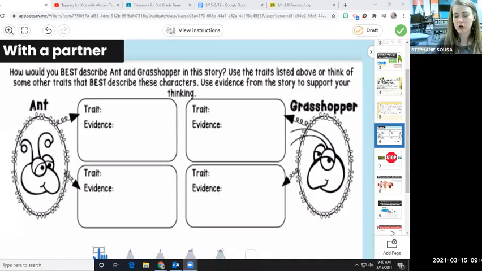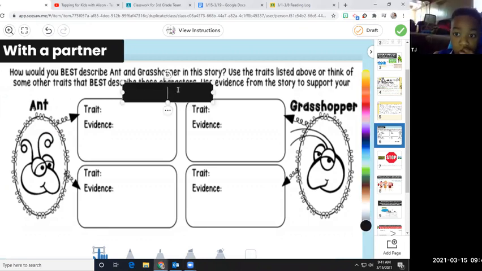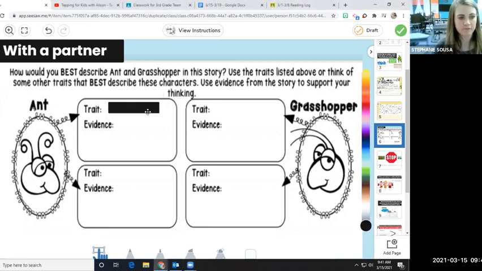Okay, you were asked with your partner to come up with 2 traits with evidence for Ant and 2 traits with evidence for Grasshopper. Who would like to share some traits and evidence that they came up with? Give me one for either Ant or Grasshopper. Terrence, would you like to focus on Ant or Grasshopper?